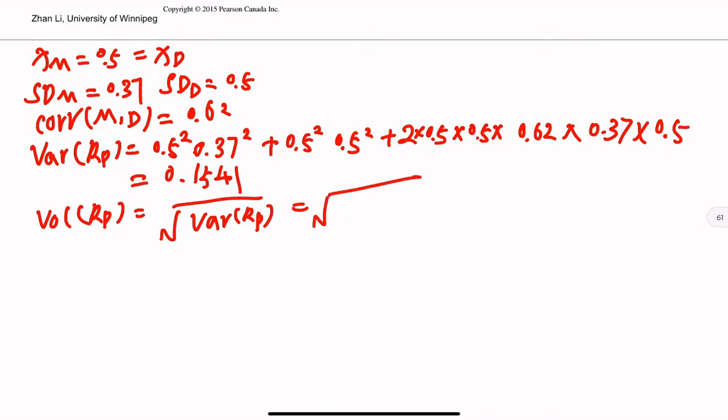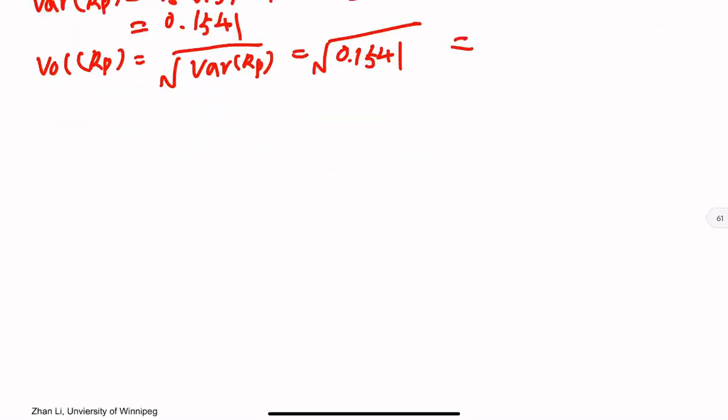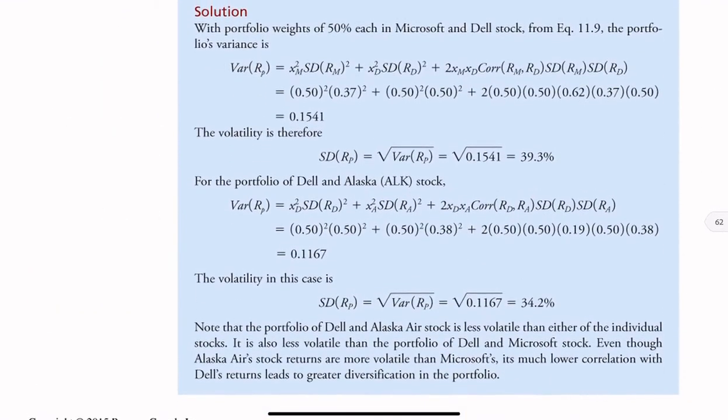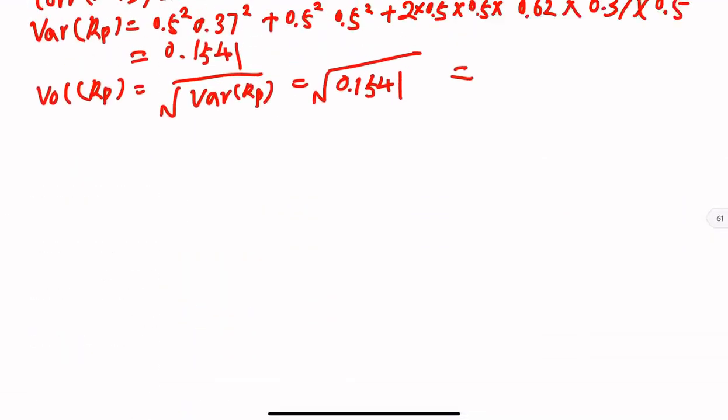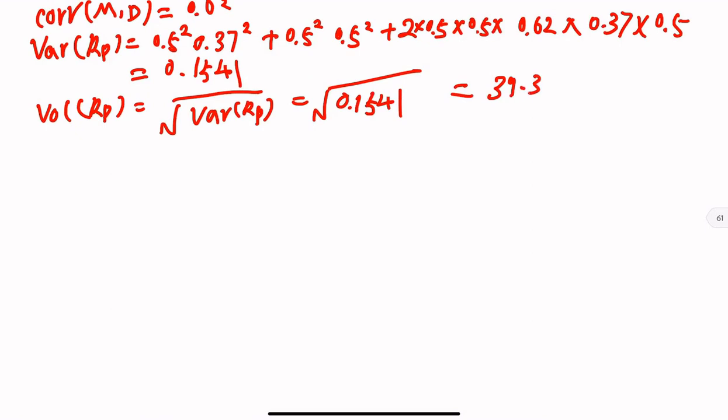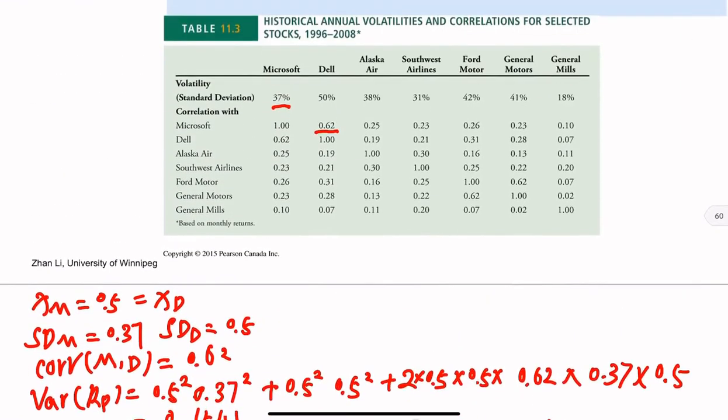So it's the square root of 0.1541, which gives you what? Okay, so this gives you 39.3%. So this gives you 39.3%. And you also have the second question.